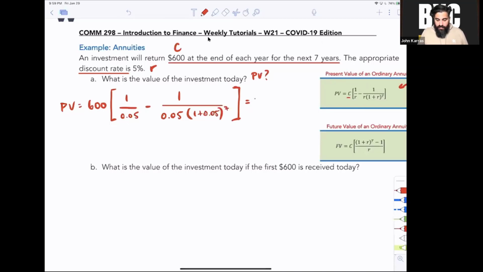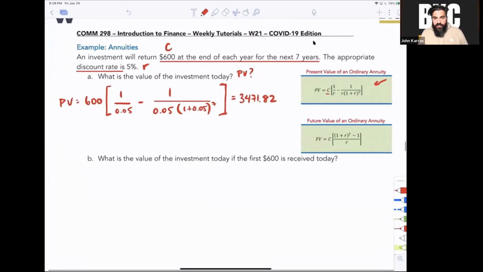So I got 3,471.82. Let me know if you got the same thing. Make sure that if you're clicking yes, it's because you actually did it and you're not just agreeing with me. I often screw up on the calculator. Okay, it looks like you all got the same thing. That's very good. Exactly. So that's it. If you're going to get $600 at the end of each year for 7 years, the present value of all that is 3,471.